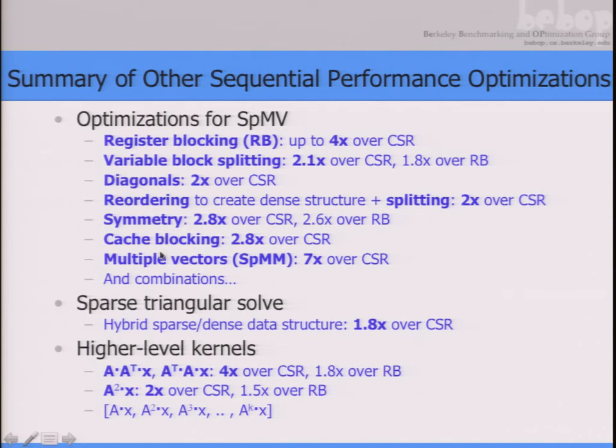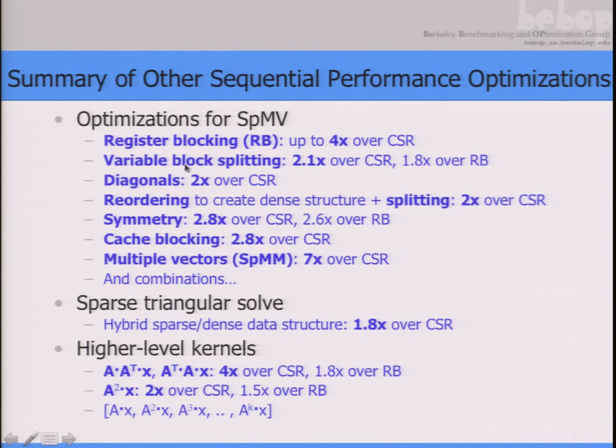You can also have cache blocking. And why would you do that? If your vector x is so big it doesn't fit in the cache, you break your matrix up into rectangular blocks so that you only need a part of x, chosen so that it fits in cache. That can give you a factor of 2.8. And there are a lot of algorithms where you're not just doing a single sparse matrix vector multiply, but you have lots of vectors. If you have all those vectors at one time, then there's obviously reuse, beginning to feel like sparse matrix multiply, and that can give you up to a very large factor of 7.